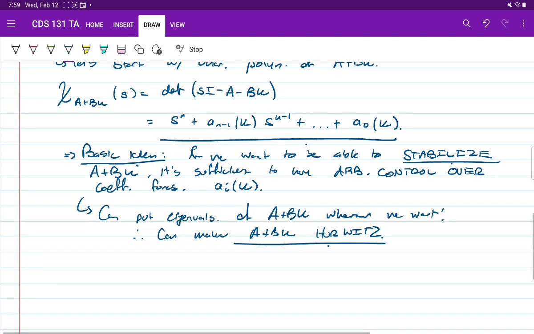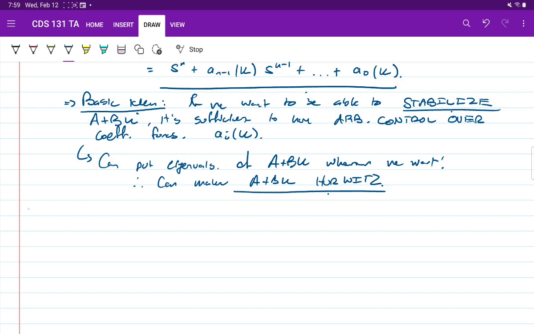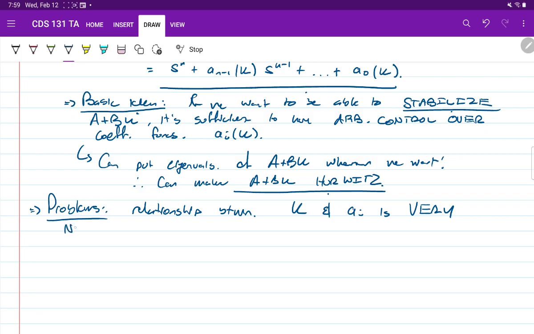Take a moment and see if you can figure out what this might be. All right, so I'll assume you've given this some thought. One of the main problems is that the relationship between K and the coefficients a_i is very nonlinear. Very nonlinear.